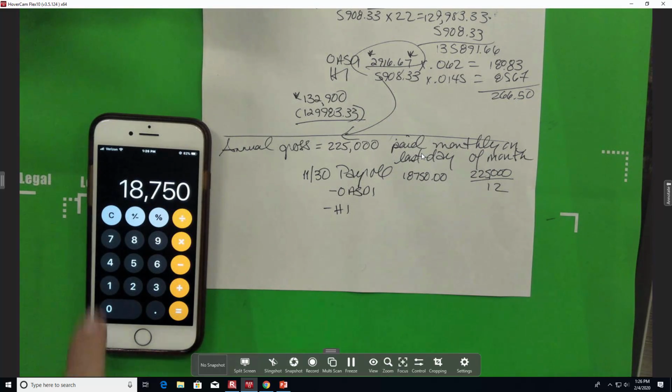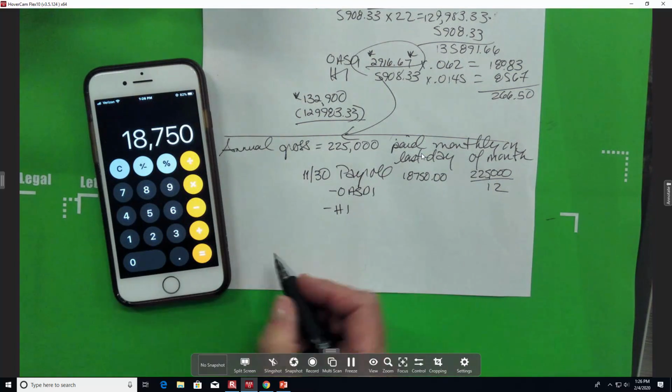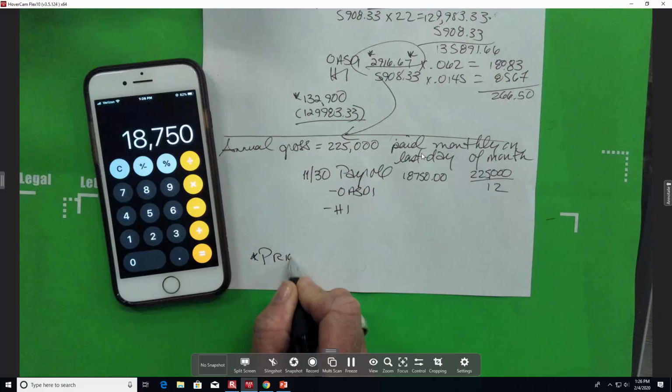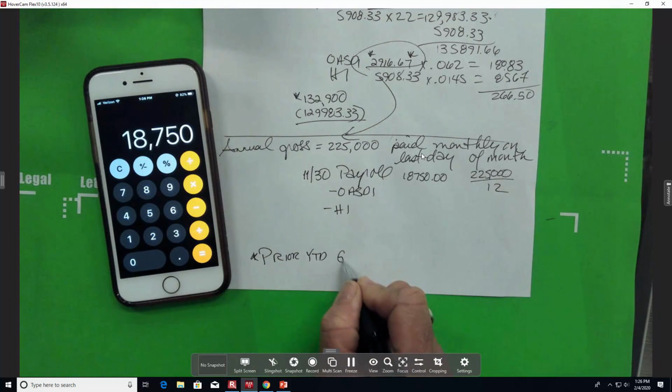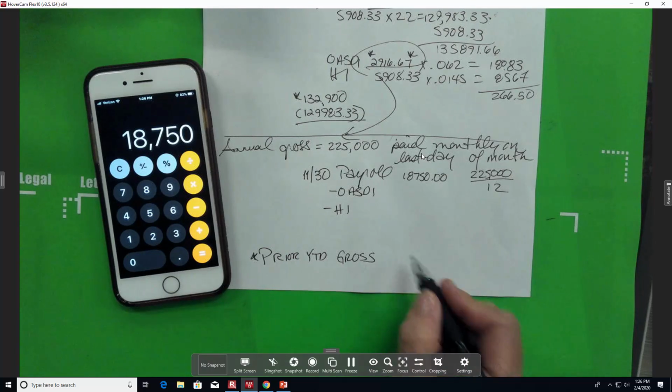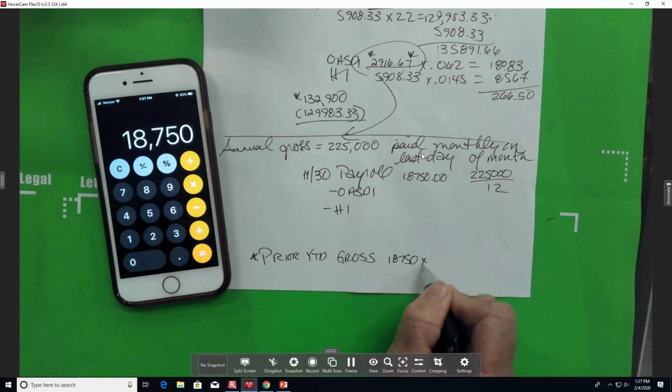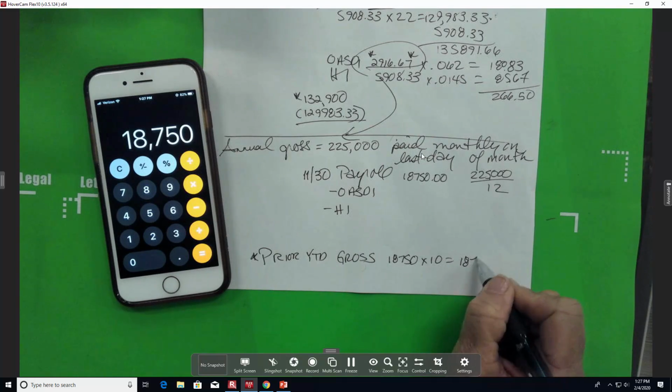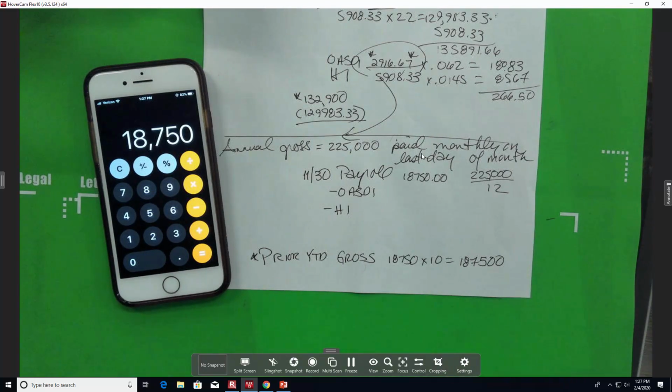So first you want to figure out what that paid. You've got to do that prior year to date gross. How many times has she been paid before today? 10. Because I'm running November 30th. So she was paid January, February, March, April, May, June, July, August, September, October. She's paid 10 times. So do I need to worry about OASDI at all? No, she's long capped.